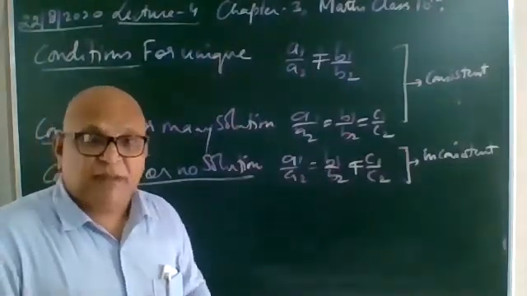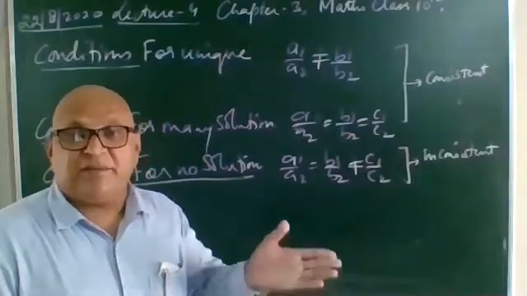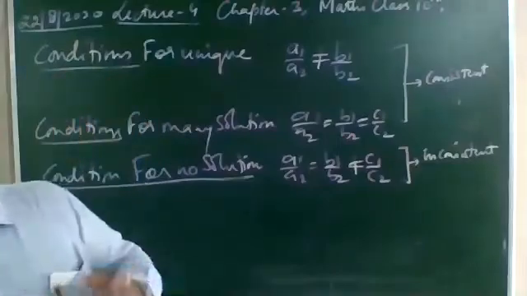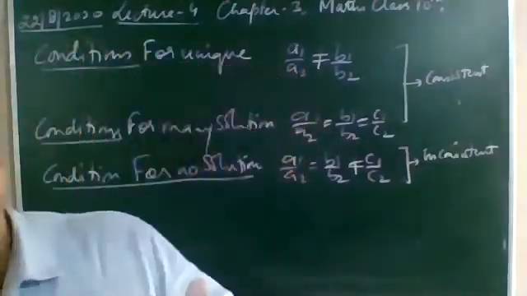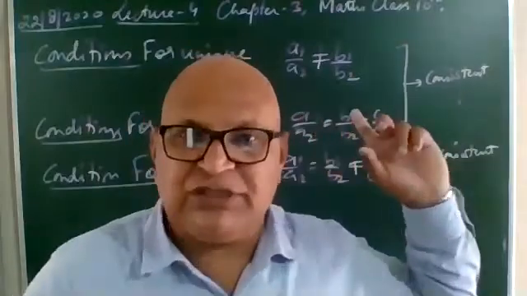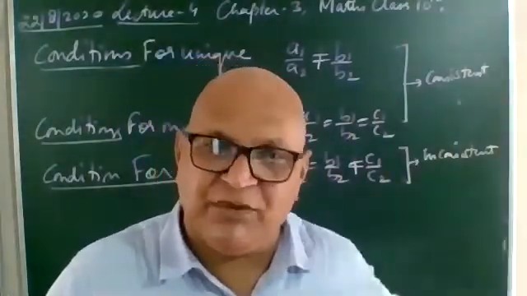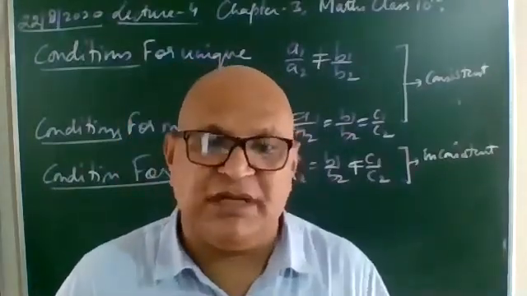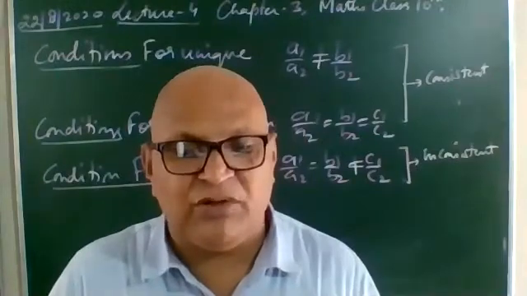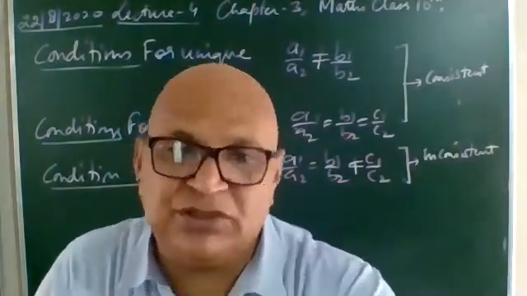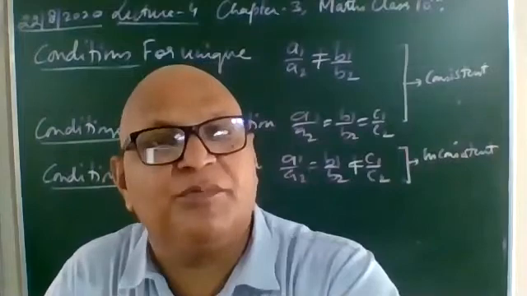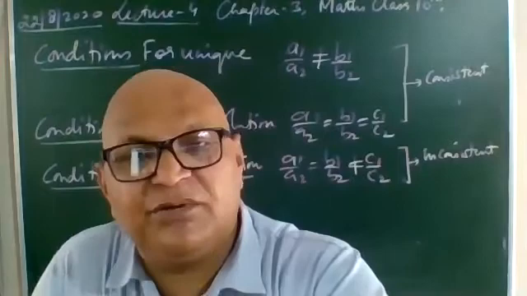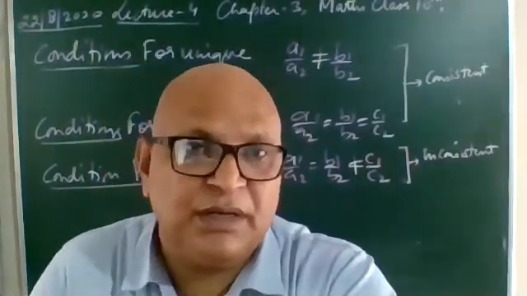But if it is said like this, determine without solving whether the pair of equations has a unique solution, no solution or many solutions, then you have to find A1 upon A2 separately, B1 upon B2 separately, C1 upon C2 separately, and if all three are equal, you will say many solutions. If A1 upon A2 is not equal to B1 upon B2, then you will say unique solution. If A1 upon A2 equal to B1 upon B2, but not equal to C1 upon C2, then the pair of linear equations has no solution. Understood?